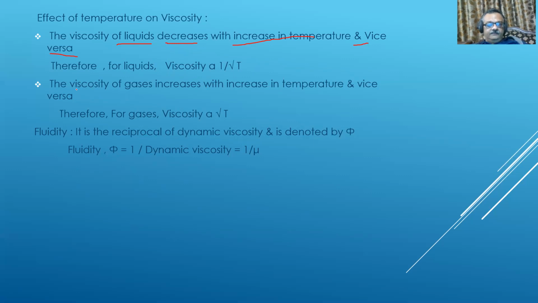Okay beta? The viscosity of gases increases with increasing temperature and vice versa. Means for gases, viscosity is proportional to under root T, and for liquids viscosity is proportional to 1 over under root T. For gases, viscosity increases with the increase in temperature. It means there is a slower movement of particles of gases with the increase in temperature.